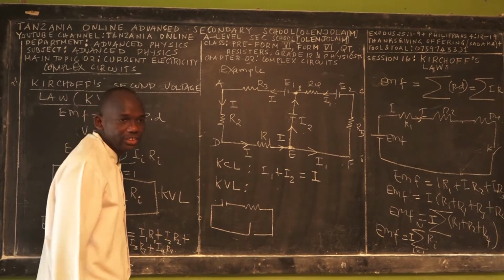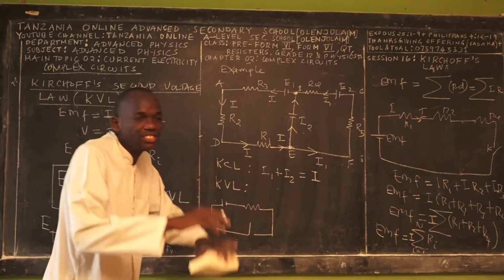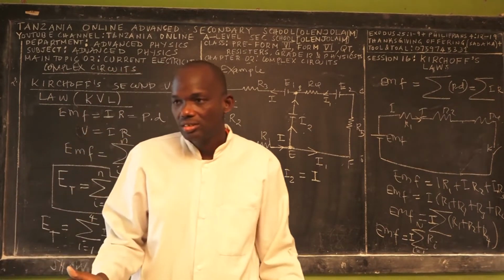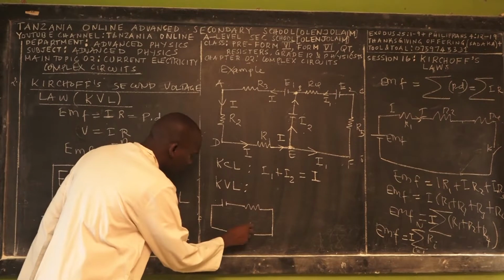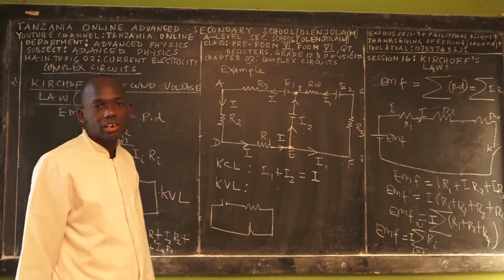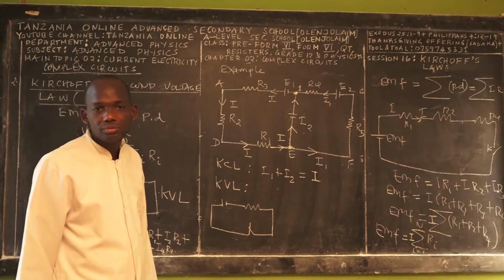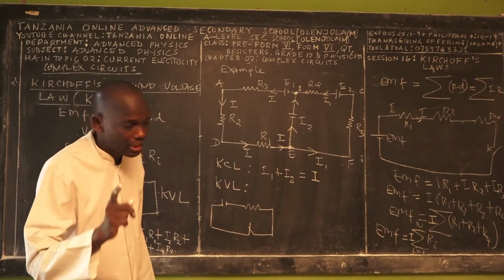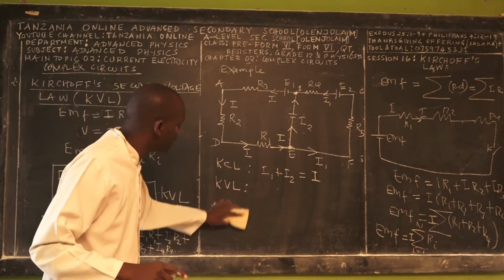Are we together? Yeah. This is an open circuit. There is no flow of current. But if we close this switch here, it turns from an open circuit into a closed circuit, or closed loop. Are we together? Yeah. That's the difference between an open circuit and a closed loop.